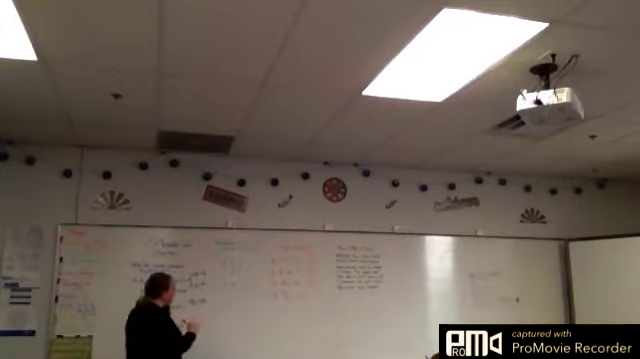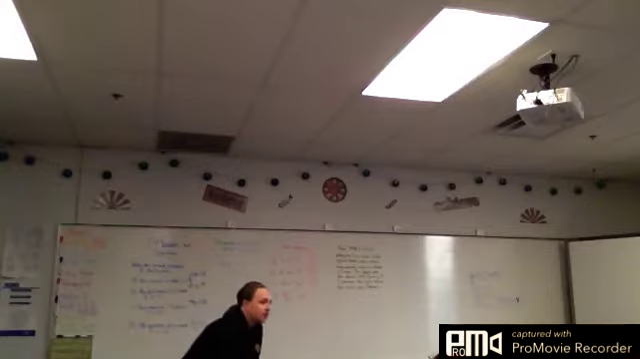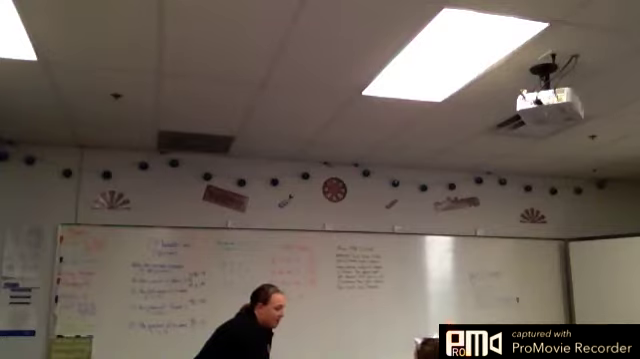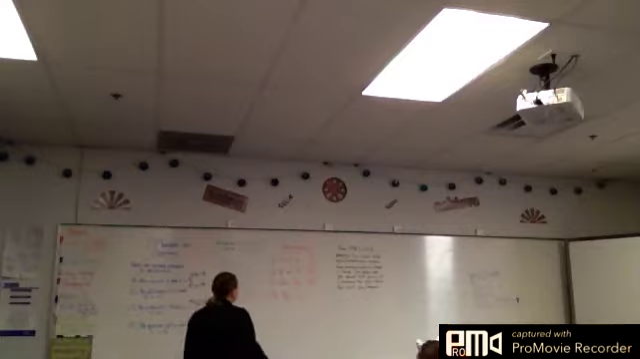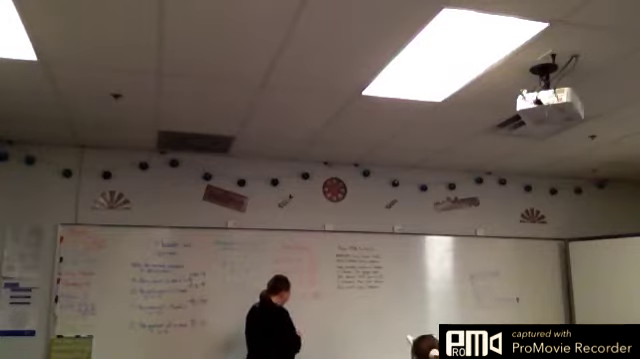And y over 6 equals -3. Y divided by 6 equals -3. So what do I need to do? We need to multiply -3 by 6. Yep, and you get what? You get -18. Beautiful. Negative 18.